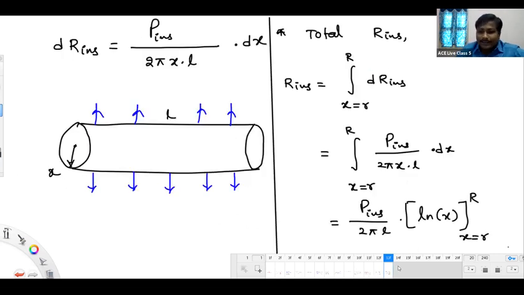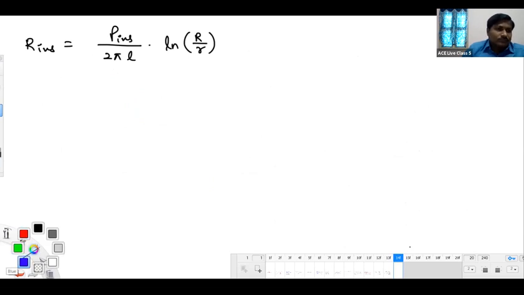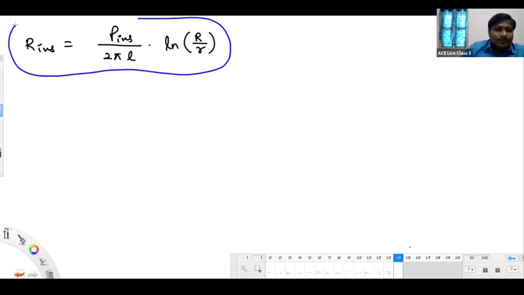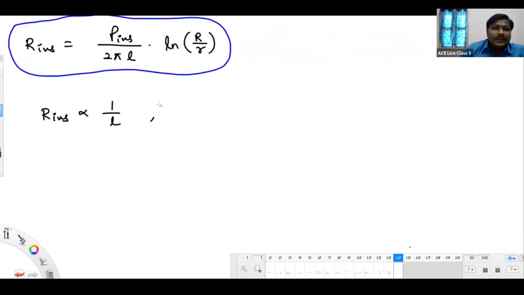After doing this integration and applying limits, R insulation equals rho insulation by 2 pi L into ln of capital R by small r. From this, it is very clear that the insulation resistance is inversely proportional to the length of the cable. And already for the core resistance, we said R core is proportional to the length of the cable.